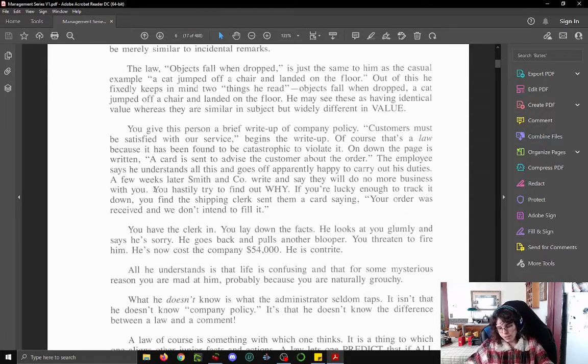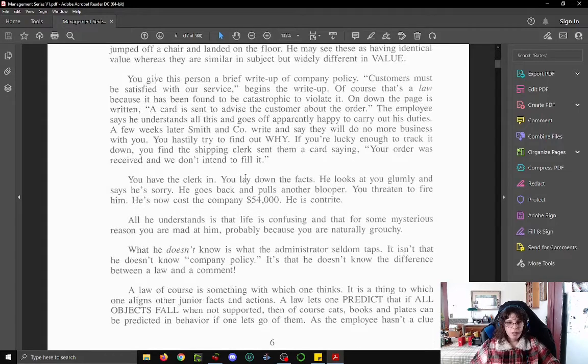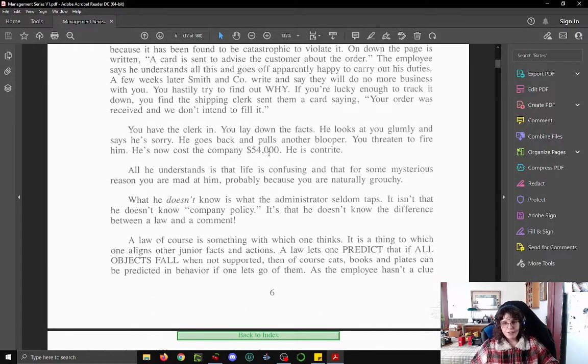If a company writes you and says that they're not going to do business with you, there's probably other reasons. They may have a competitor that has lower prices. It may not be something you necessarily did. All he understands is that life is confusing and that for some mysterious reason you're mad at him, probably because you're naturally grouchy.